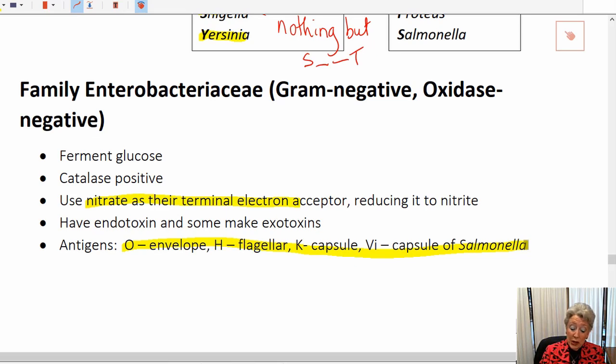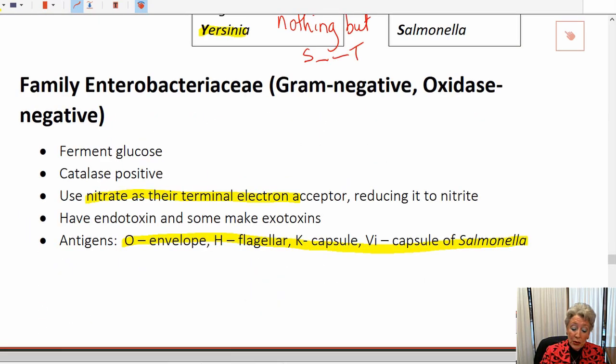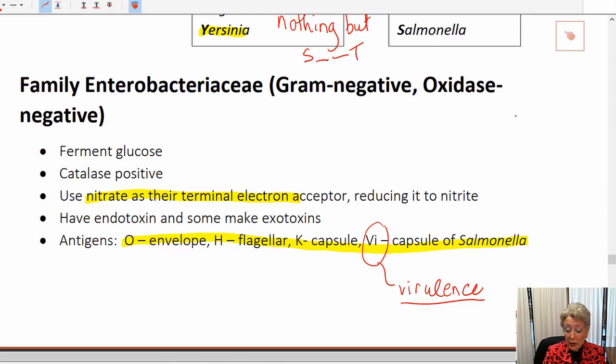So O is the abbreviation for envelope, H is the flagellar antigen, K is the capsular antigen, and Vi is the capsule of Salmonella. Now, if you notice, that's really the only one that is from the English. Vi stands for virulence. So the virulence attribute of Salmonella is the capsule. In the case of the others, it's a little bit more difficult.